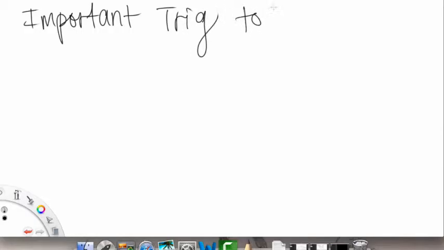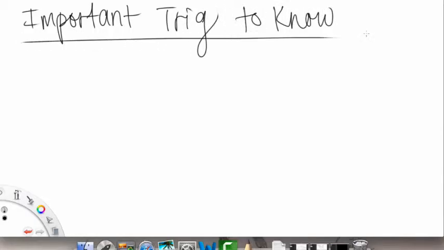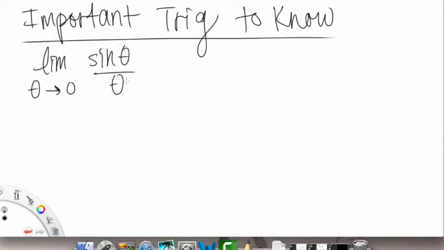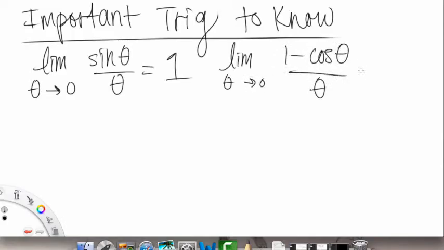So another of the important things to know, so I'll write, specifically, important trig things to know, okay? Alright, so among those, and they have to do with limits, of course. So one thing to note is that the limit as theta, this is our variable now, approaches 0 of sine theta over theta, whenever you see this, that's going to equal 1, okay? As well as the limit as theta approaches 0 of 1 minus cosine theta over theta. This is not going to equal 1, but it's going to equal 0, okay?